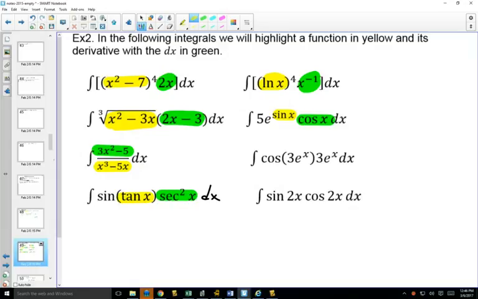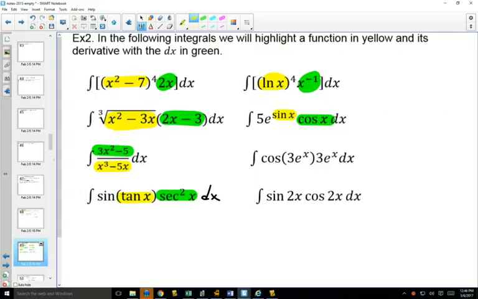3e to the x, the derivative is 3e to the x. So now we've got exactly the same number. I've got to highlight one in yellow and one in green. So which is the inside function? The 3e to the x. Perfect. You guys are amazing. And which one's the outside afterwards? The 3e to the x.